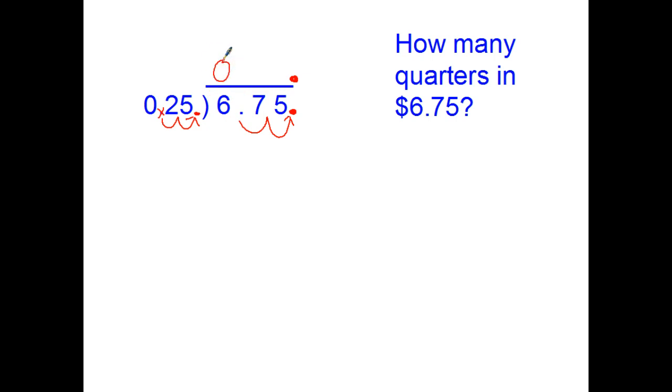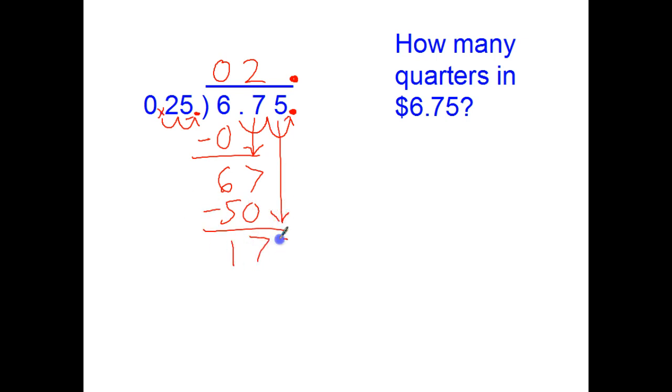How many 25s in 6? There's not any. 0 times 25 is 0. 6 minus 0, I get 6. Bring down my 7. How many 25s in 67? Remember, these are really just quarters, so we're counting that way. 25, 50, 75. 75 would be too much, so there's only 2 of them. 2 times 25 is 50. When I subtract, I'm at 17.